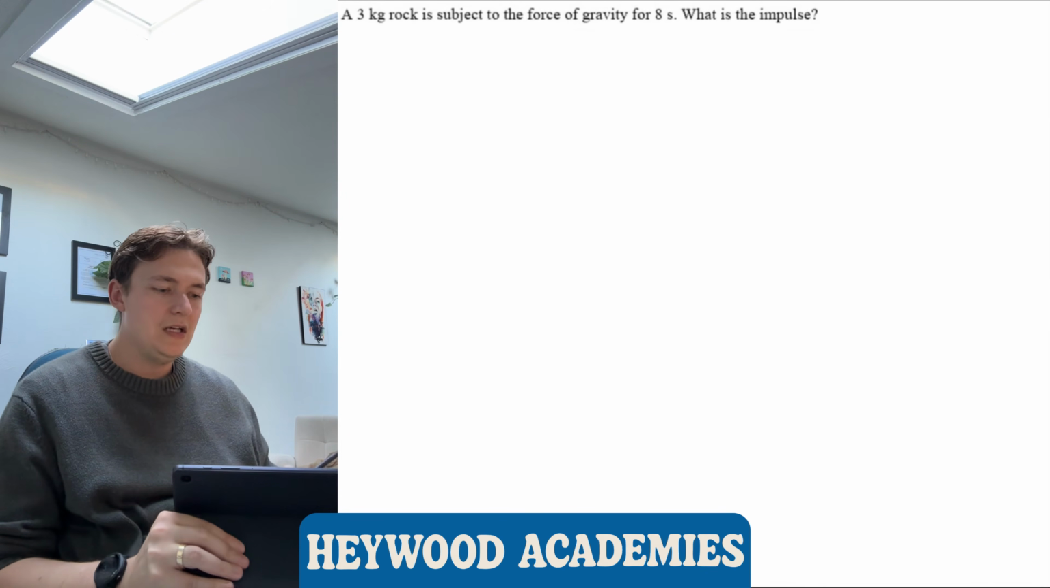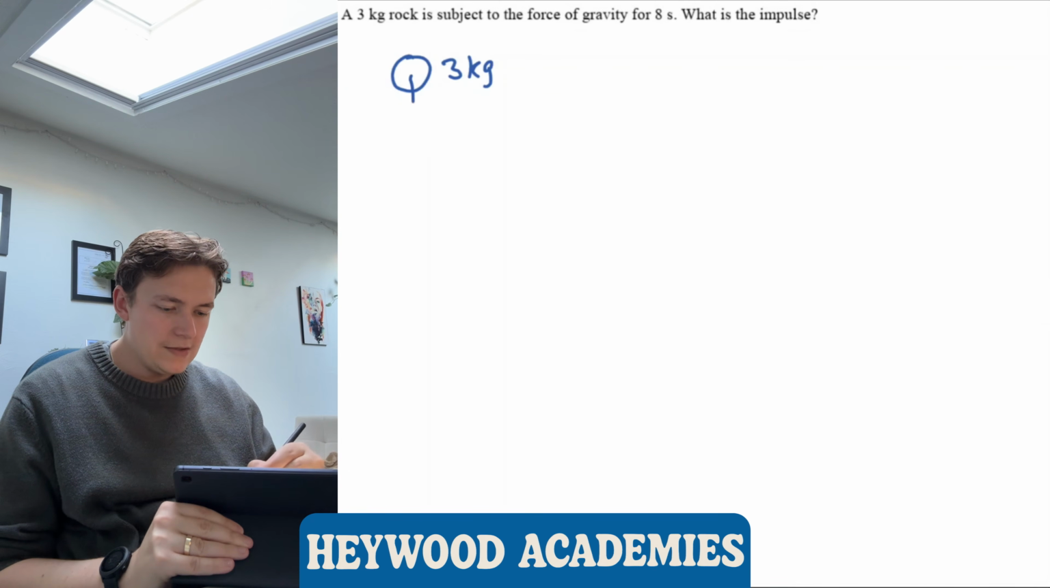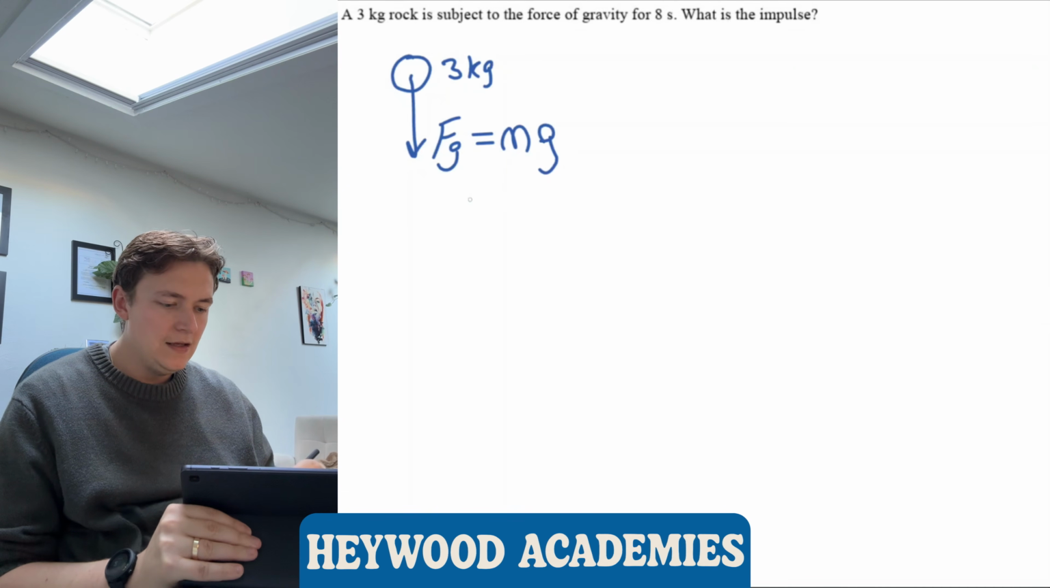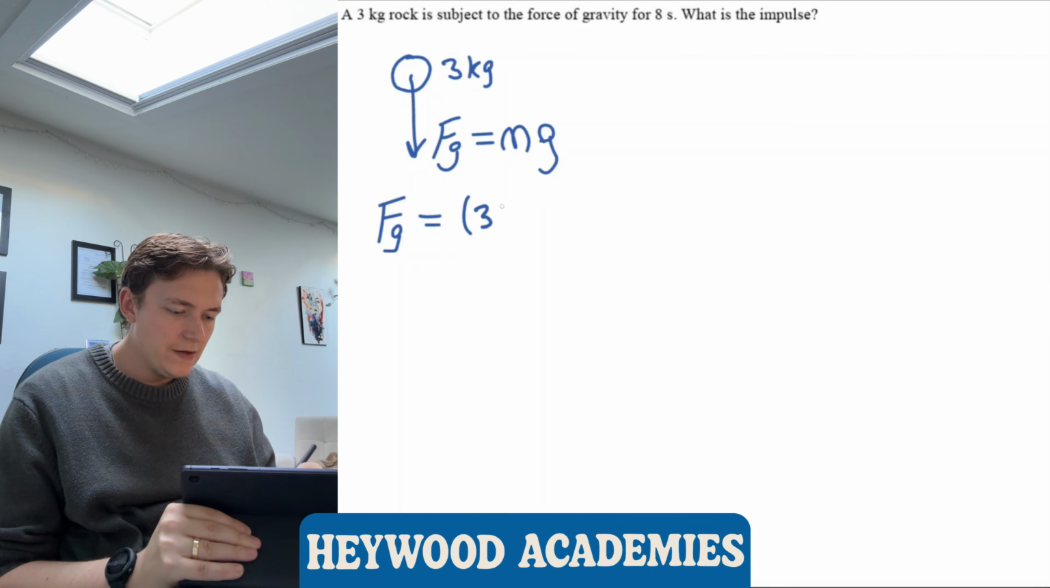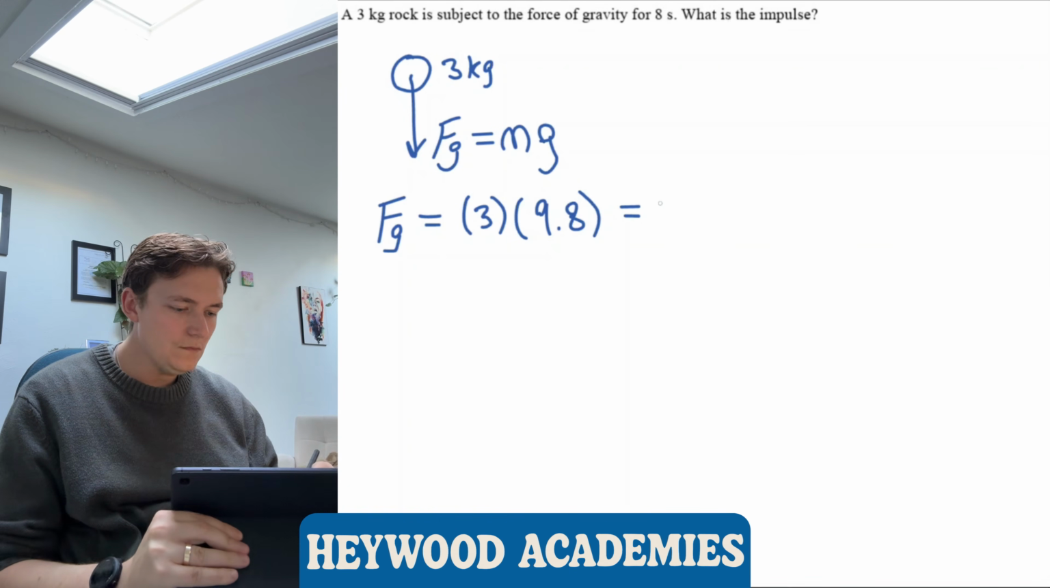A 3 kilogram rock is subjected to the force of gravity for 8 seconds. What is the impulse? So we got to go back to our forces section, and to remind us, we've got an object, the rock, which is 3 kilograms, and it's got its own force of gravity on it. That force of gravity is m times g, where g is the constant 9.8. So that force of gravity that the rock is going to experience is going to be the 3 kilograms times 9.8, which will give us 29.4 newtons.